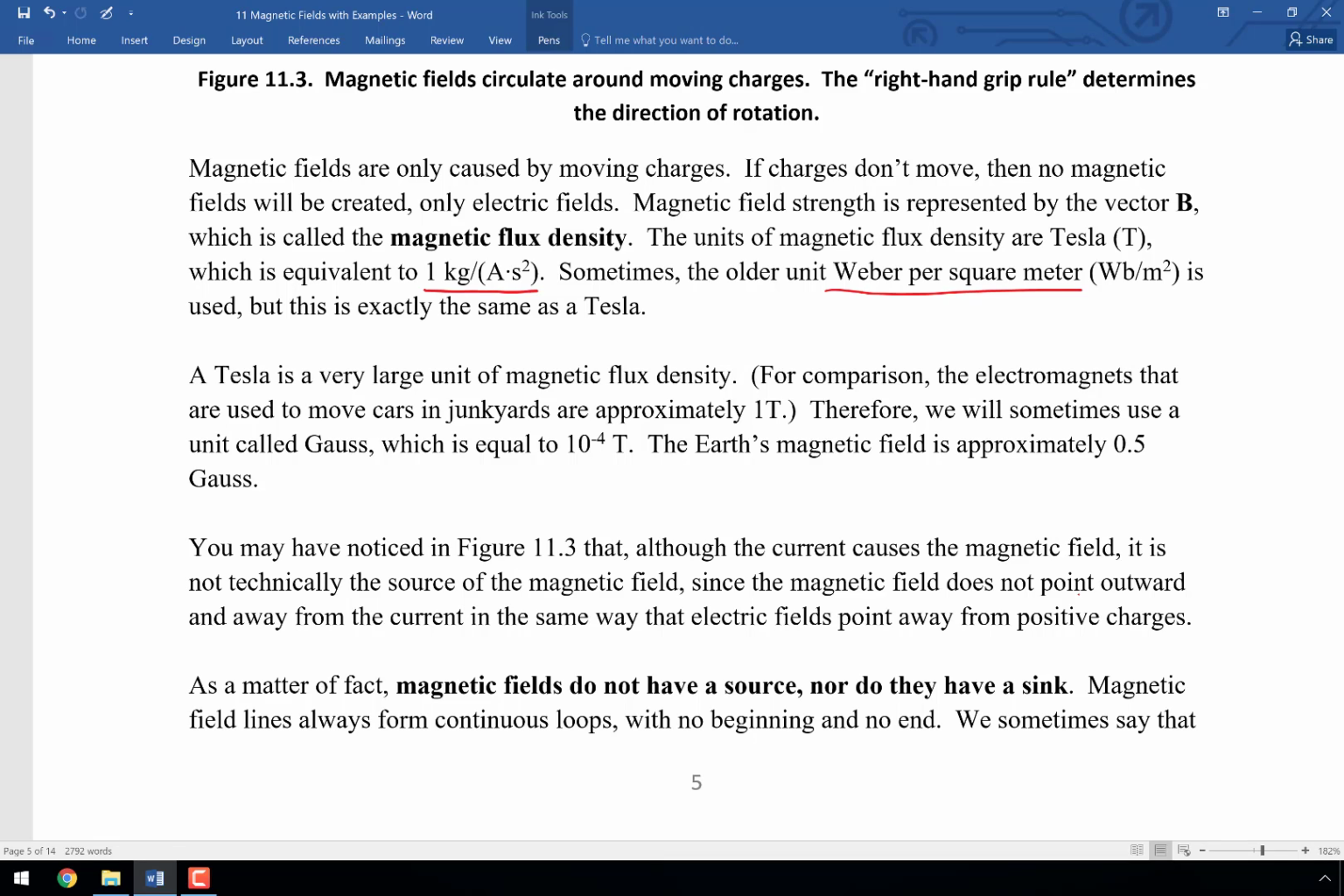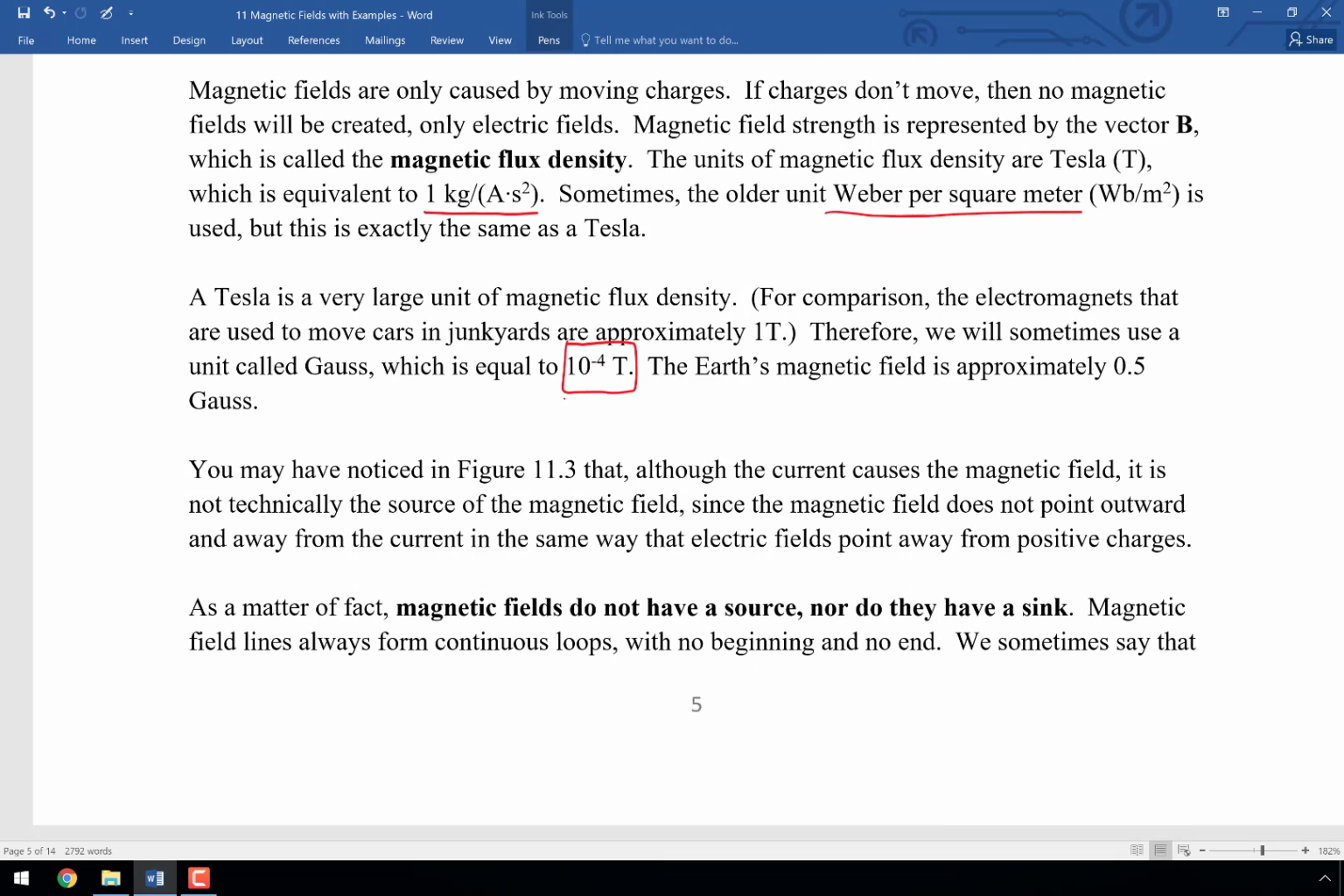Sometimes we're going to use a unit called Gauss, which is equal to 10 to the negative fourth Tesla. So if you run into a Gauss, just know that it's 10 to the minus fourth Tesla. And for comparison, the Earth's magnetic field is about a half of a Gauss. So compared to a Tesla, the Earth's magnetic field is not very strong, but it is strong enough for us to be able to talk about compass needles turning and being able to recognize it using magnetic sensors and so forth. Recognizing a half a Gauss magnetic field is no problem. We can definitely detect that.